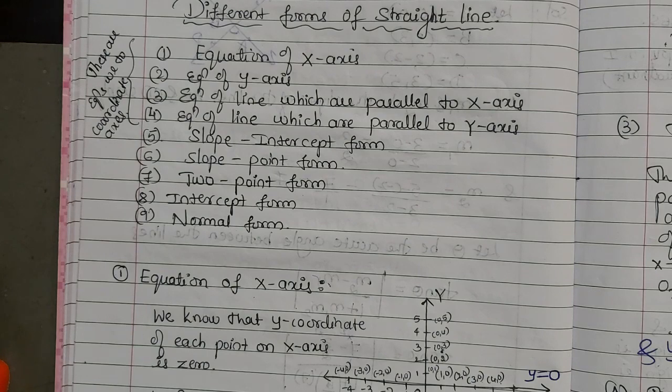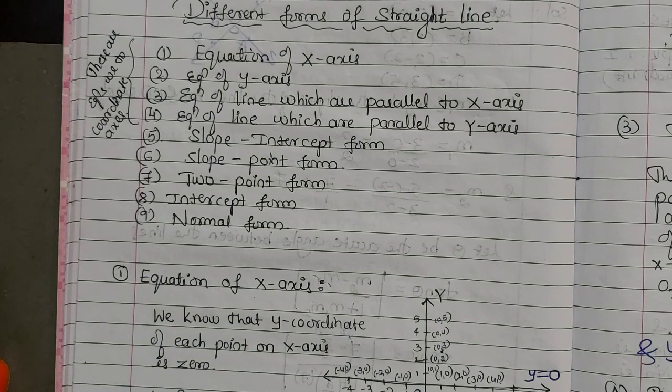Therefore, tan theta is positive and hence we'll get acute angle. Therefore, the acute angle between two lines is given by tan theta is equal to modulus of m2 minus m1 divided by 1 plus m1 into m2, provided 1 plus m1 into m2 is not equal to 0.